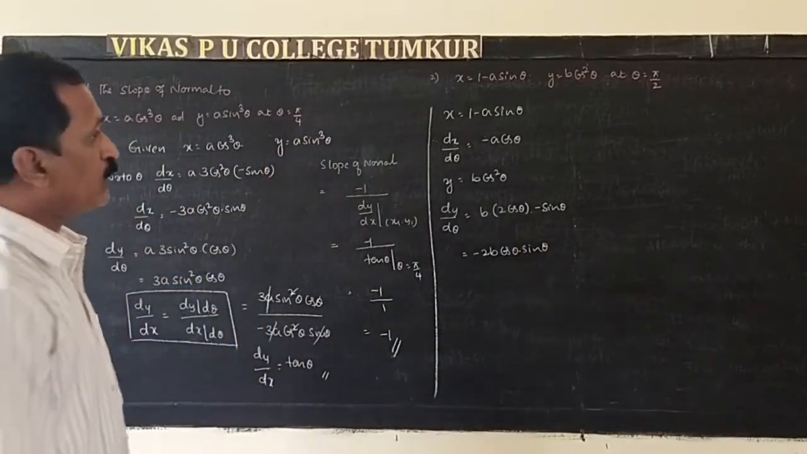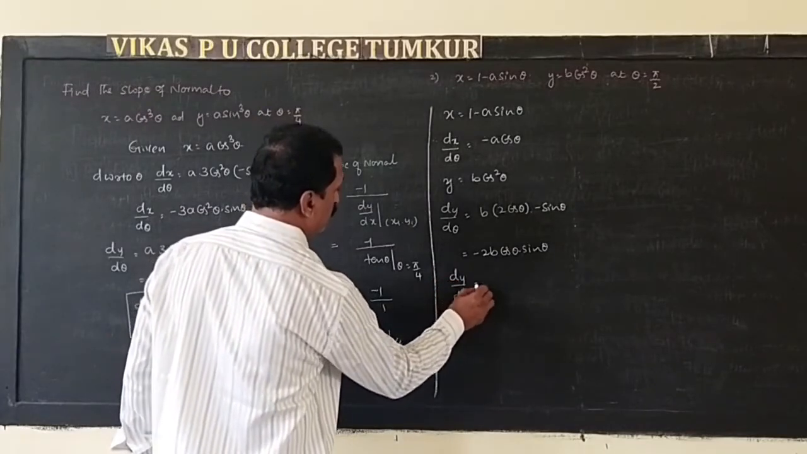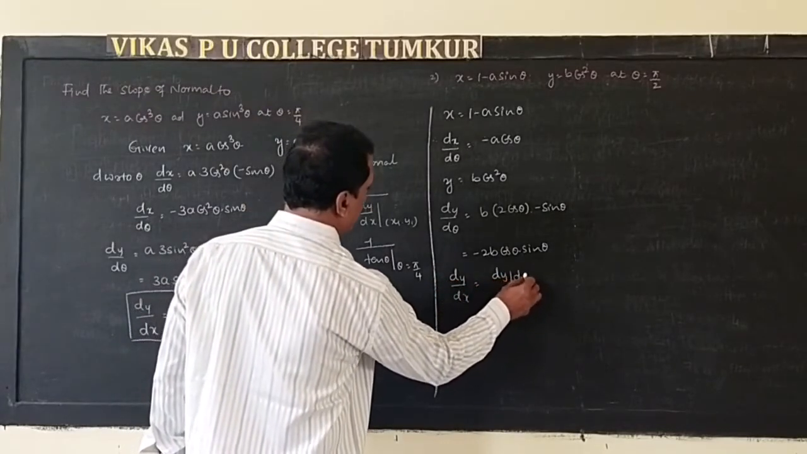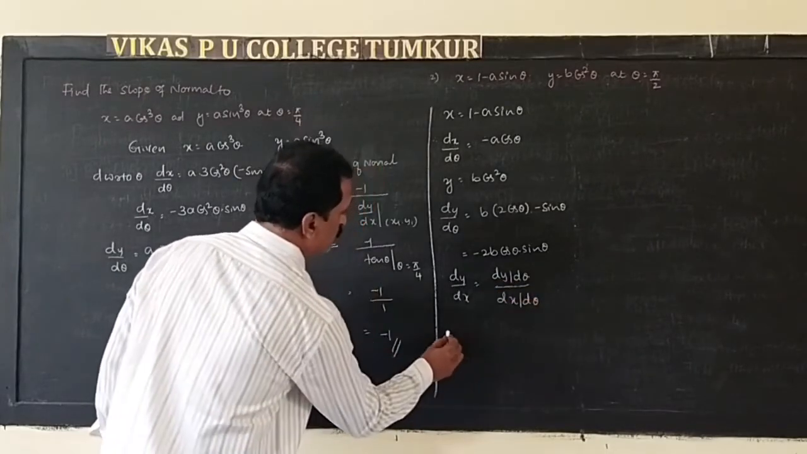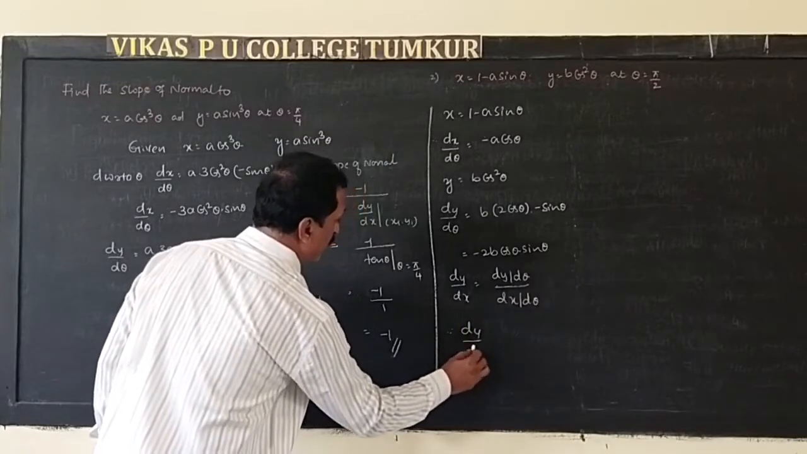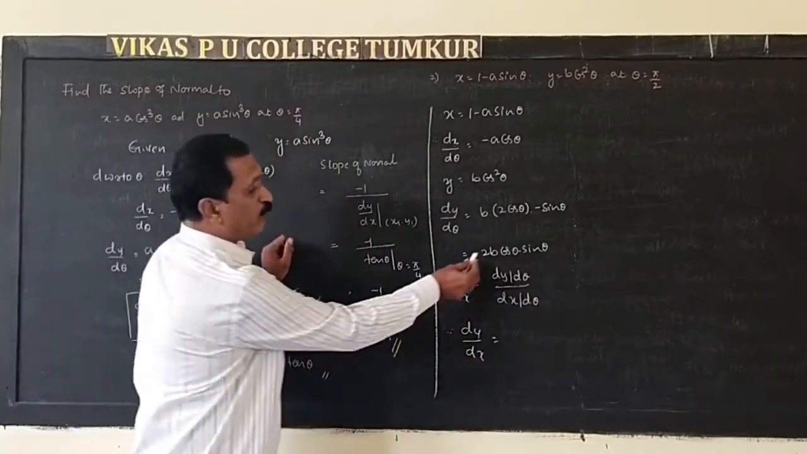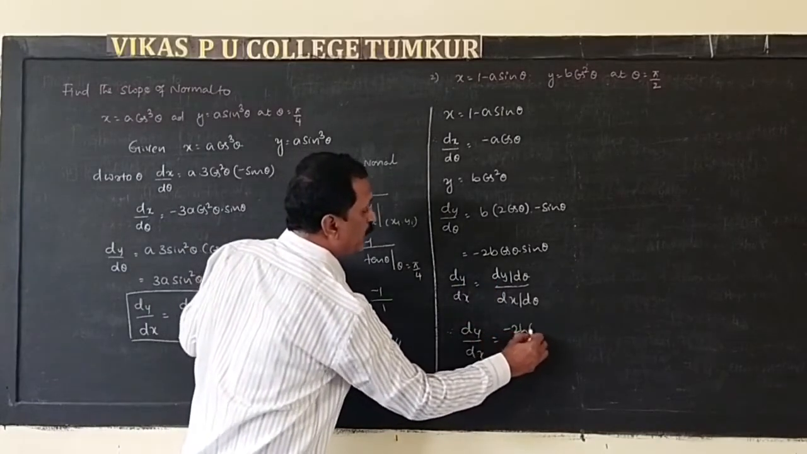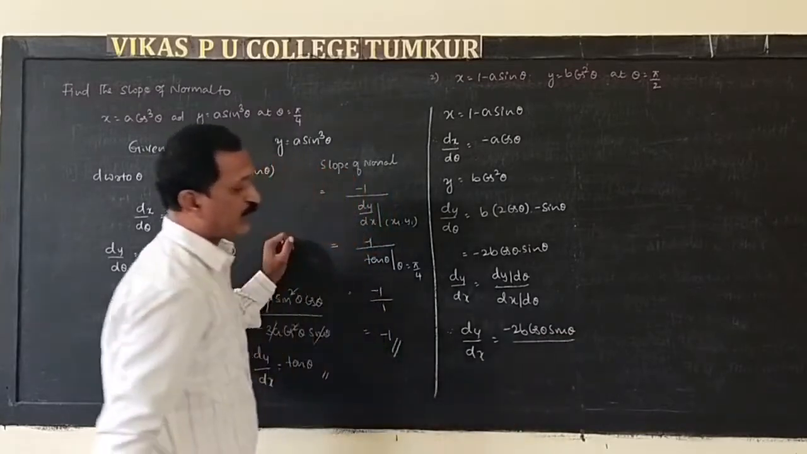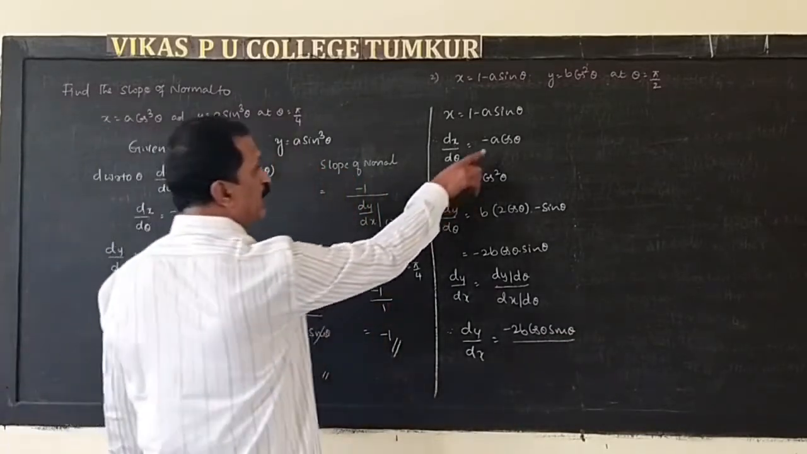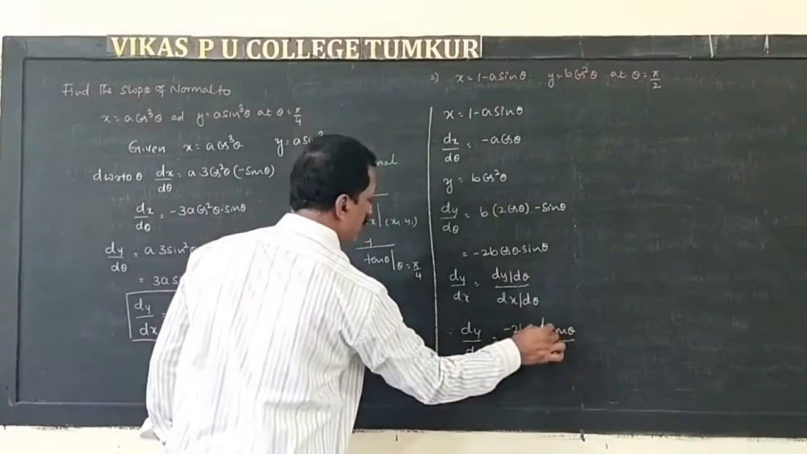Get it? So therefore, your dy by dx is equal to dy by d theta divided by dx by d theta. So definitely the value of dy by dx is equal to, what is the dy by d theta? Minus 2b cos theta into sin theta divided by, what is dx by d theta? Here it is minus a into cos theta. One of the cos theta cancels.